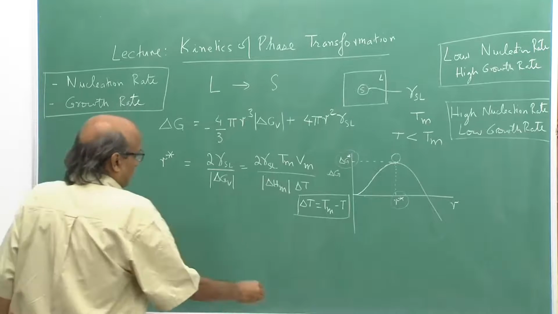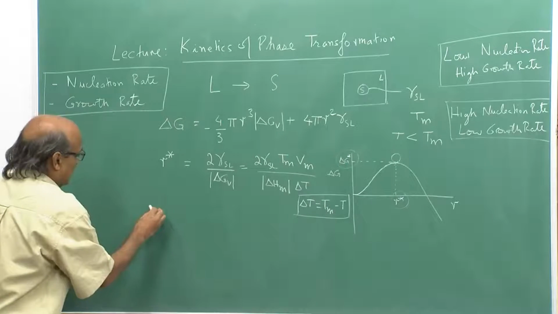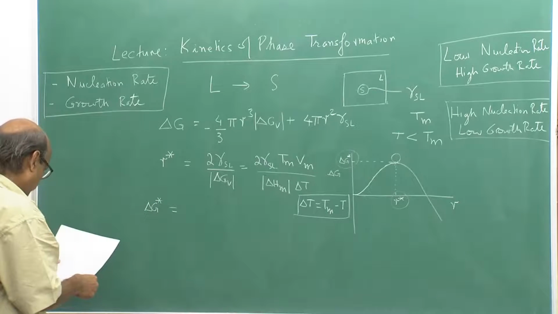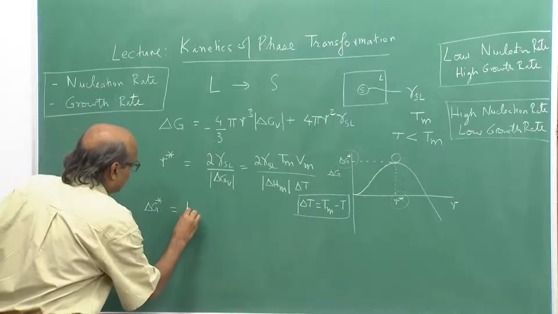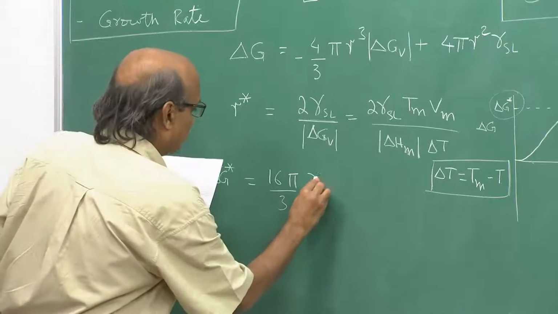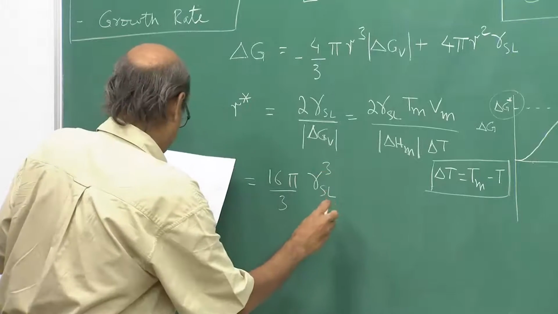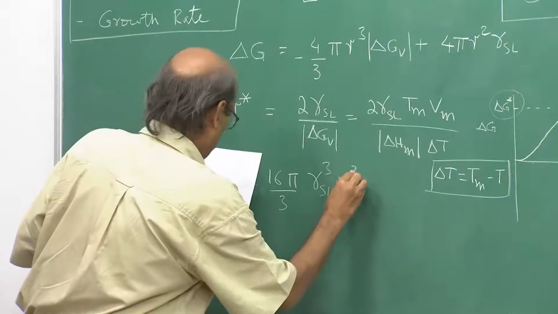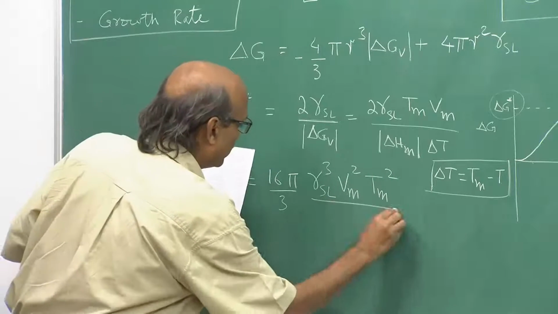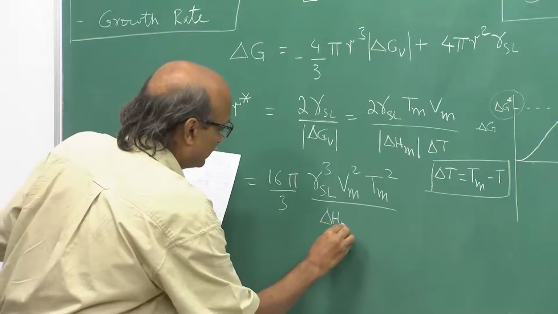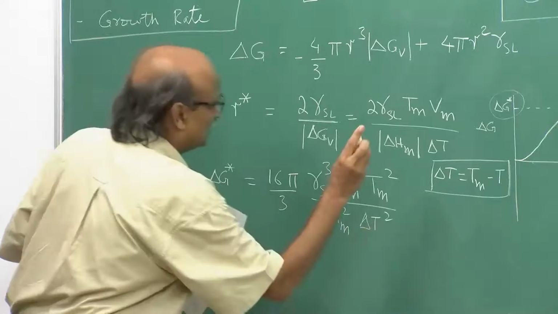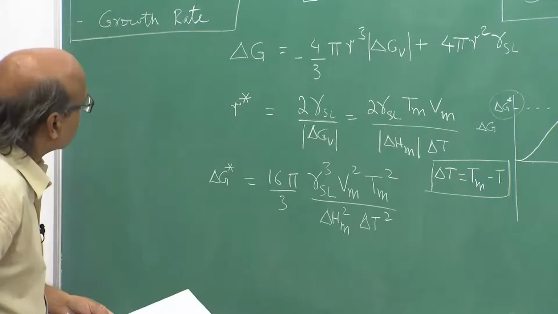Similarly, the change in free energy, or the energy hill delta G star, is given by 16 pi by 3 gamma SL cube Vm square Tm square upon delta Hm square delta T square.